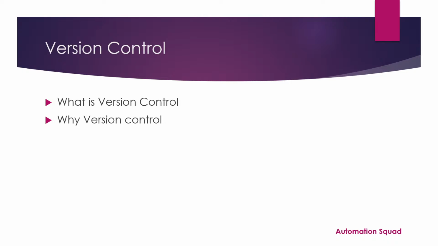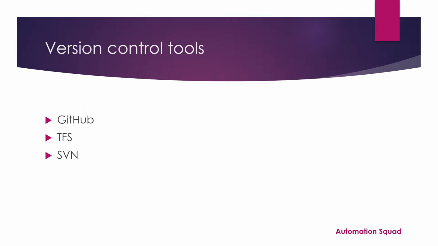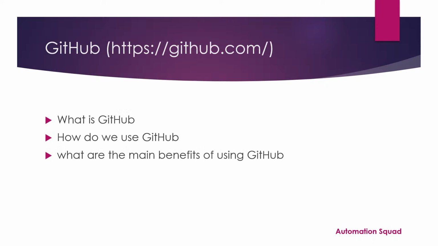If you go for the next, here we can see the version control tools. Here you can see the version control tools of UiPath. They are GitHub, TFS and SVN. So these three are the UiPath version control tools. And now I am going to explain about GitHub.